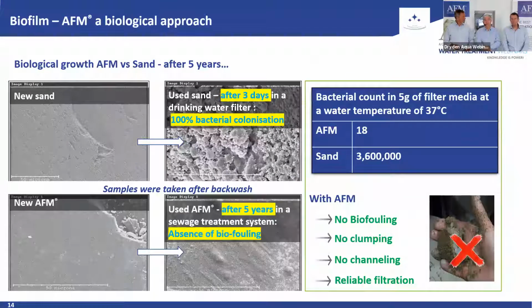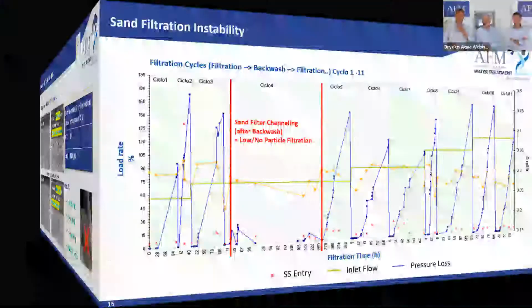And here you can see new sand, new AFM, fresh material. Then after a couple of days, bacteria grow on sand. As you can see here, on AFM, even after 5 years, we have no growth of bacteria on the surface. You can see that in the bacteria count. With this one, we can really avoid the clumping and channeling, which then achieves the good performance of AFM. So this is sand, bioactive. This is AFM, bioresistant. And what does this mean?